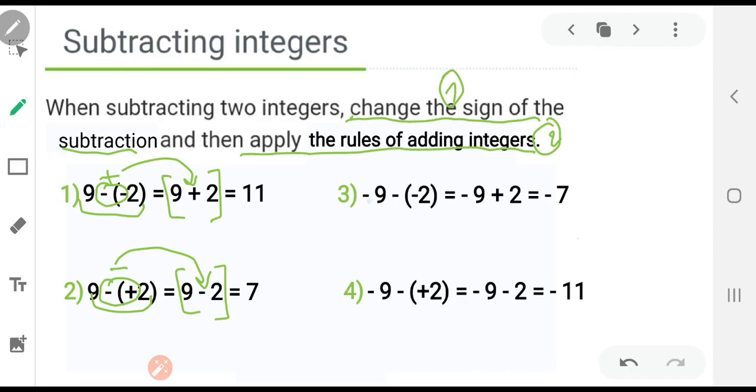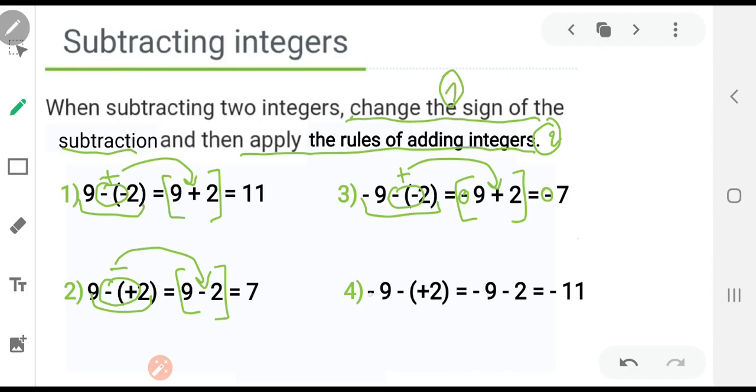Example 3. Minus 9 minus minus 2. Minus times a minus is always a plus. So this one over here will be written as minus 9 plus 2. Over here, apply the rules of adding integers. Minus 9 plus 2, different signs, so I find the difference. 9 minus 2 is a 7. Now which number is greater? It's the 9. What's the sign of the 9? It's a minus, so the answer is going to be a minus 7.